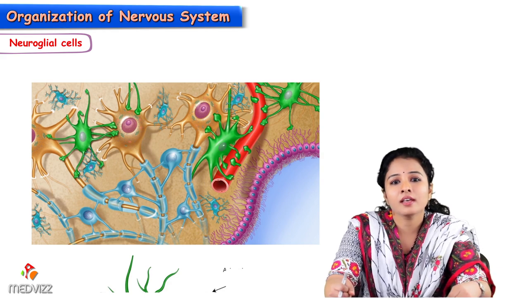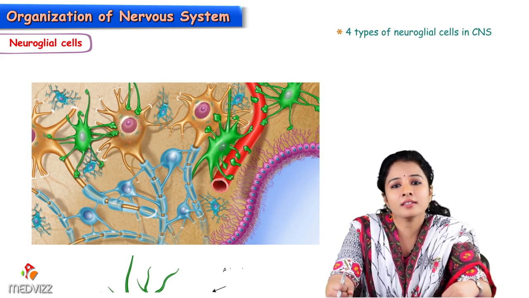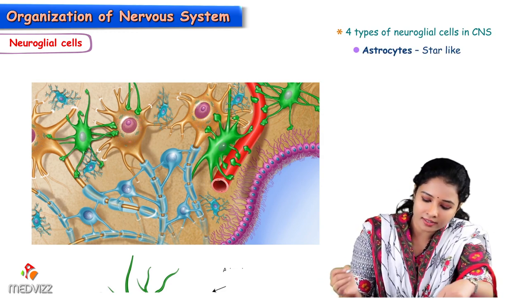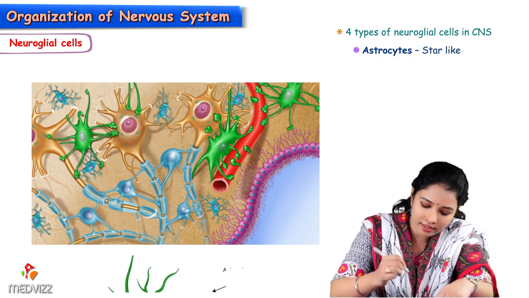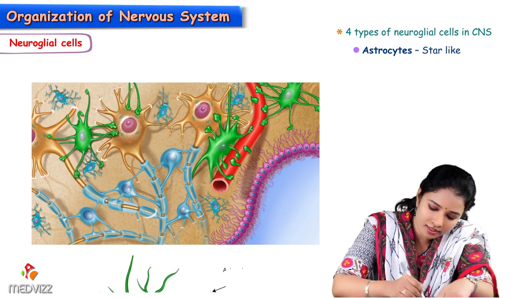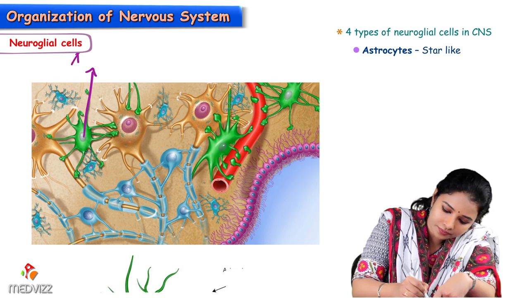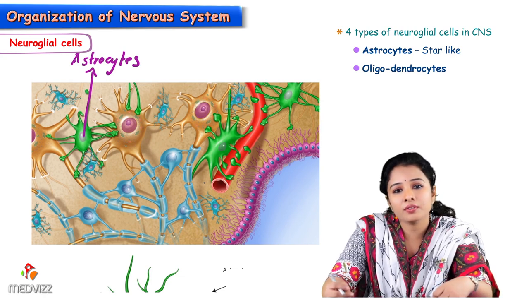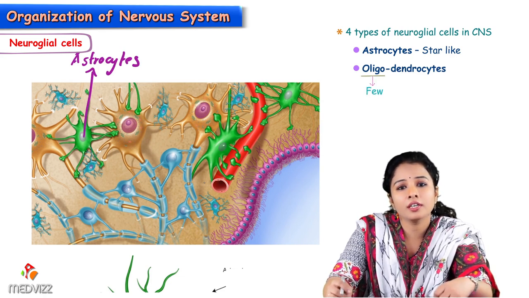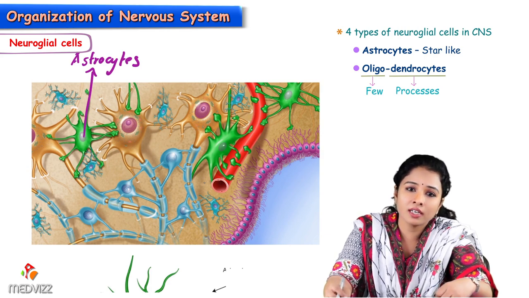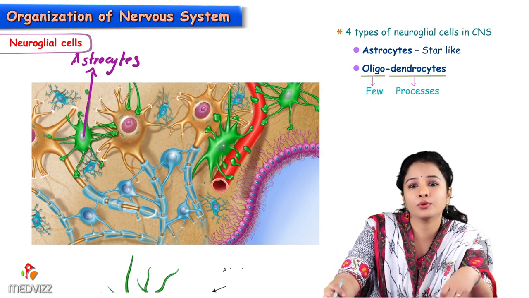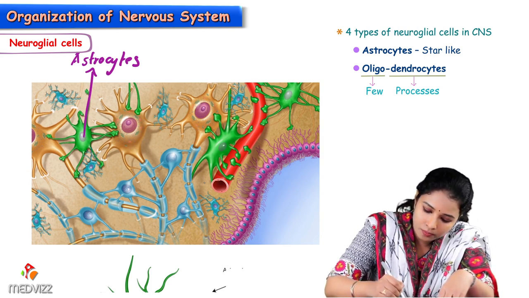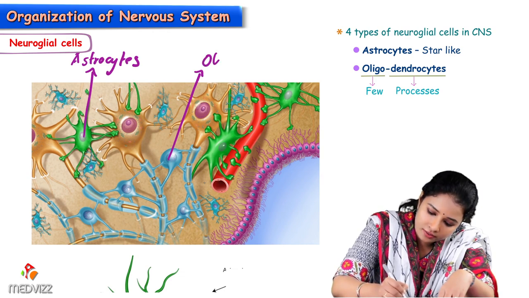Neuroglial cells are present in four varieties in the central nervous system. The four types of neuroglial cells are astrocytes, which are star-like, which is the reason they are called astrocytes. These green colored ones are astrocytes. Then oligodendrocytes. Oligo means few, dendrocytes means processes. So these are the neuroglial cells which have a few processes. The blue ones are oligodendrocytes.